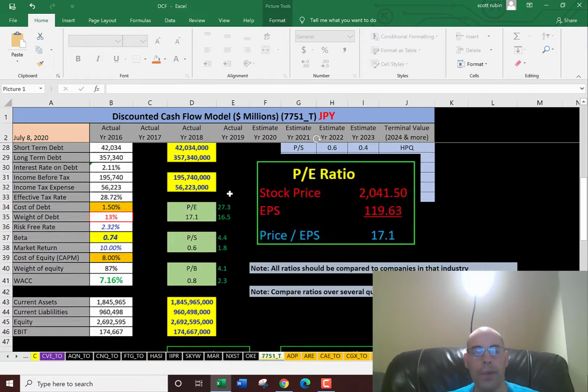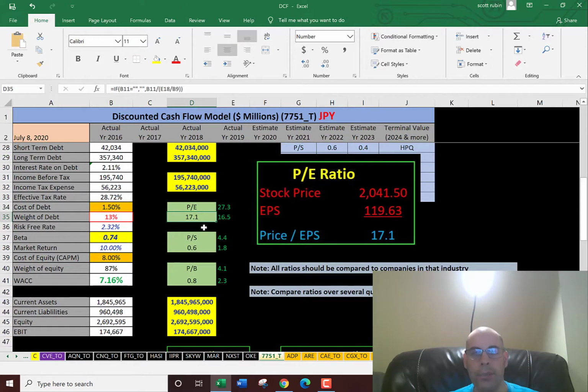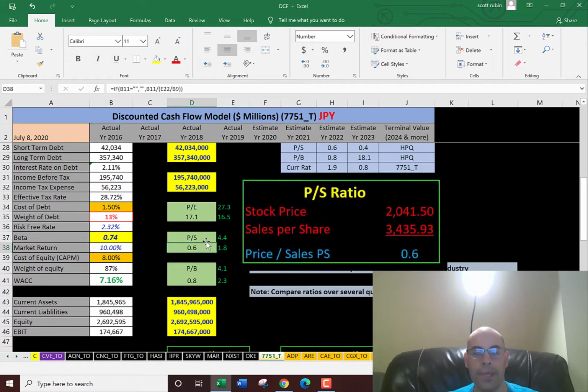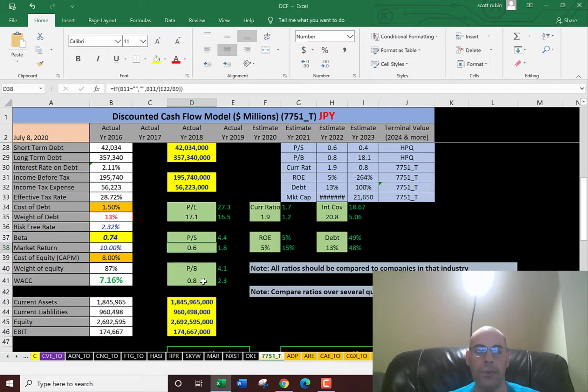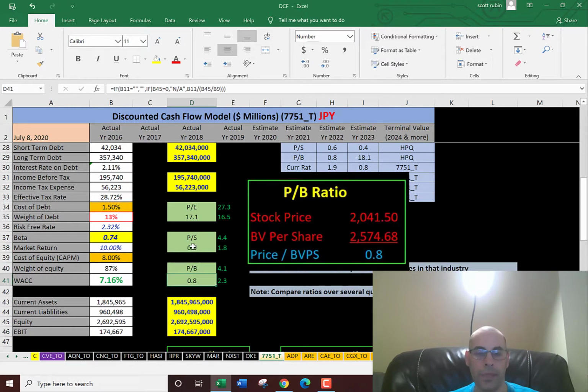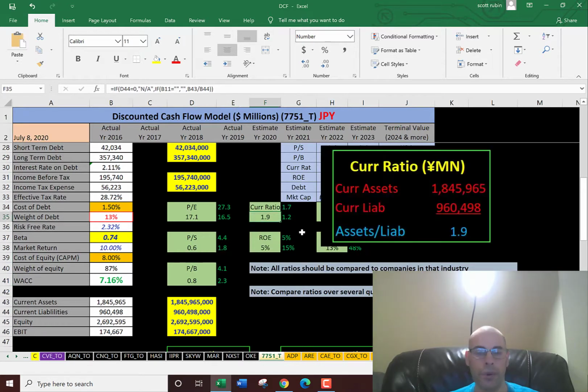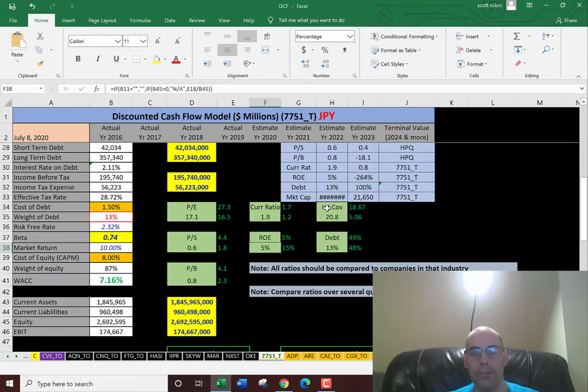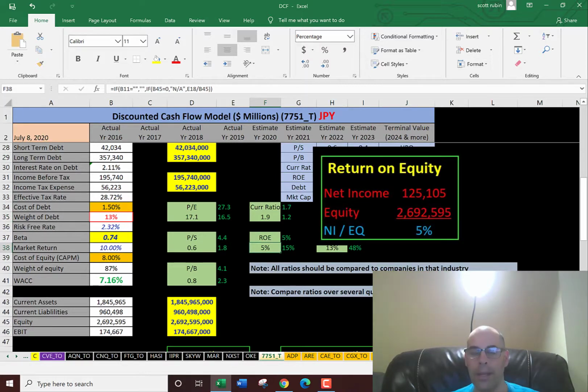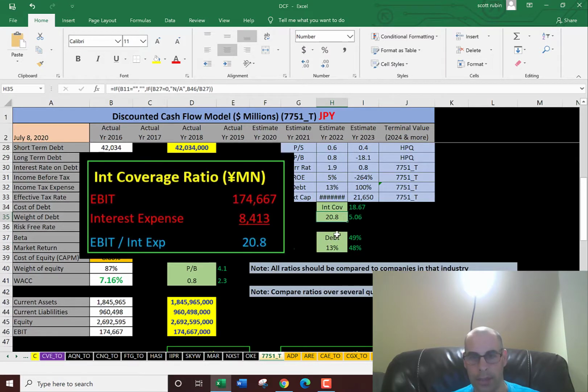Let's look at their financial ratios. They have a PE ratio of 17.1. That's not too bad. I like to see under 15. They have a price to sales ratio of 0.6. That's really good. That's price of stock over sales per share. A really good price to book of 0.8. That's price of stock over book value per share. They have a good current ratio of 1.9, so they can easily cover their current liabilities. They have ROE of 5%, so they're not providing much value to the equity holders. That's net income over equity. They could cover their interest 21 times, so no problem there.